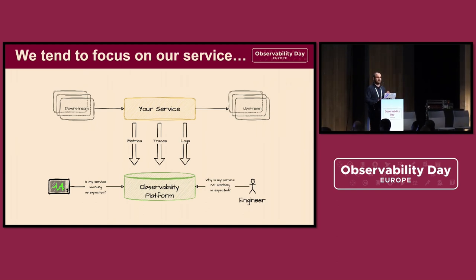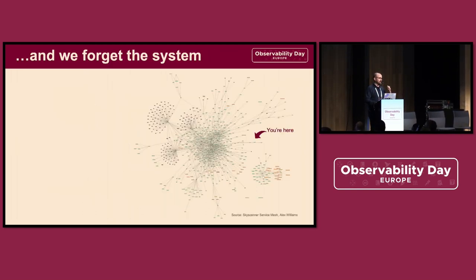But the reality is that your service is normally deployed in a complex distributed system. What you see here, for example, is a representation of a service mesh at Skyscanner. And each of those dots is a service. Each of those lines is a dependency between those services. And your service is deployed here. So how do you know how your changes affect that whole system? How do you know how other changes are affecting your service?